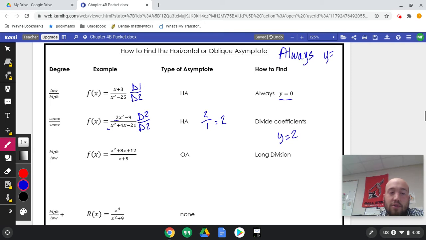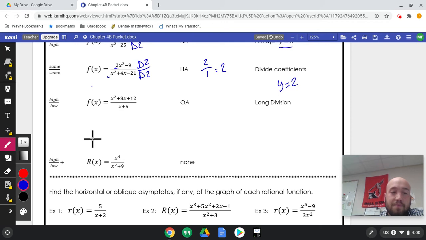That's our horizontal asymptote. That occurs when they are the same. And when I say they're the same, meaning degree 2, degree 2, could be degree 3, degree 3, degree 1, degree 1. They just have to have the same.